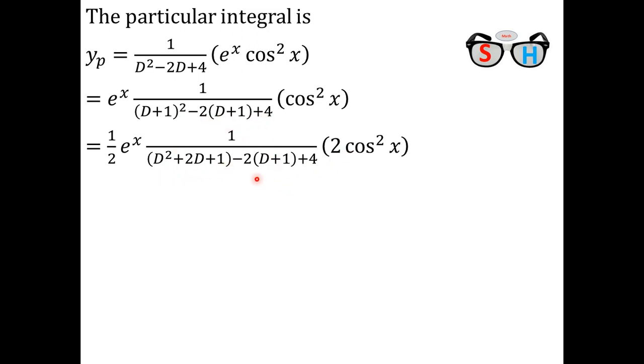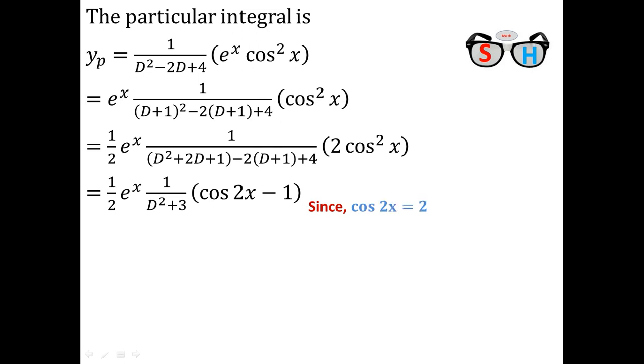Okay, if you calculate it, d square plus 2d minus 2d vanish, that is d square. Here the constant is 1, here is minus 2, that is minus 1, minus 1 plus 4, that is plus 3. That is the denominator, this will be d square plus 3. Therefore 1 half e to the power x, 1 by d square plus 3 of cos 2x minus 1. Because you know the formula cos 2x equal to 2 cos square x plus 1. Therefore 2 cos square x will be cos 2x minus 1.